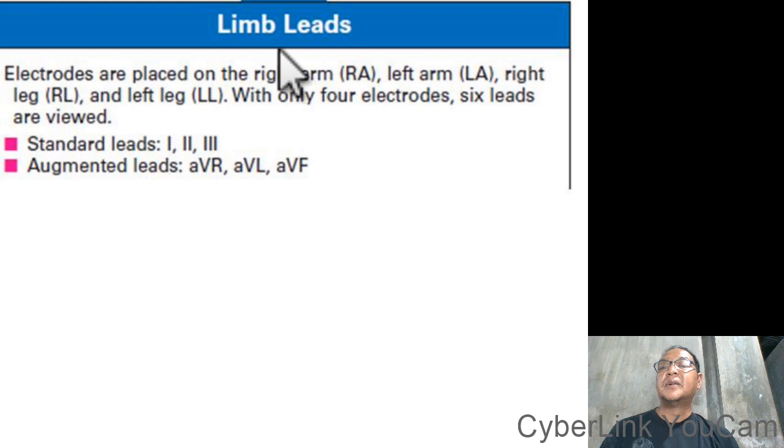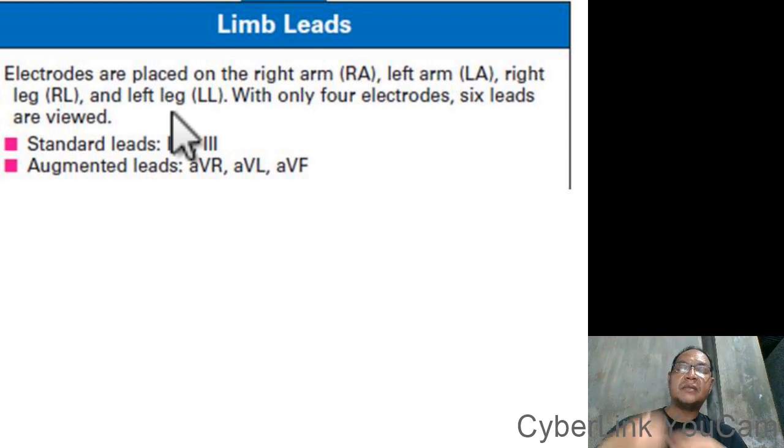Okay, so the limb leads. The limb leads are monitoring 6 views. You can see here, 6 leads means 6 views. So what are these limb leads that can be viewed? Remember, electrodes are placed on the right arm, left arm, right leg, and left leg.